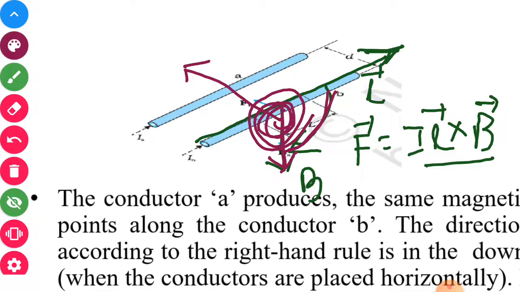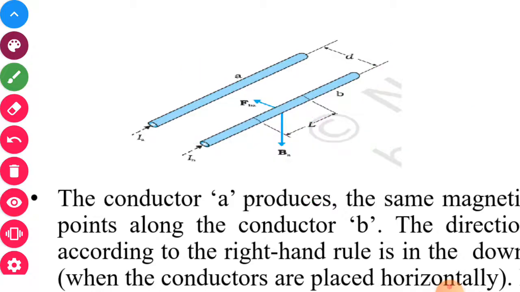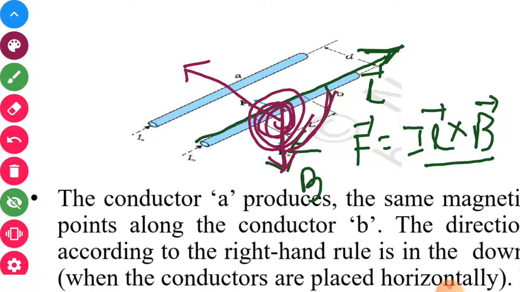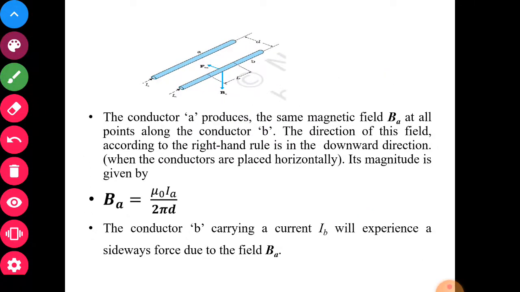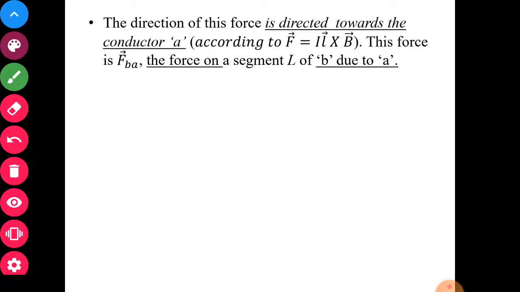So the force on B is towards A, or we can say it is an attractive force. This will be the force on B by A, and the direction is towards A. This is very easy to understand. The direction of this force is directed towards the conductor A according to the formula F is equal to IL cross B, and this force is F_BA.